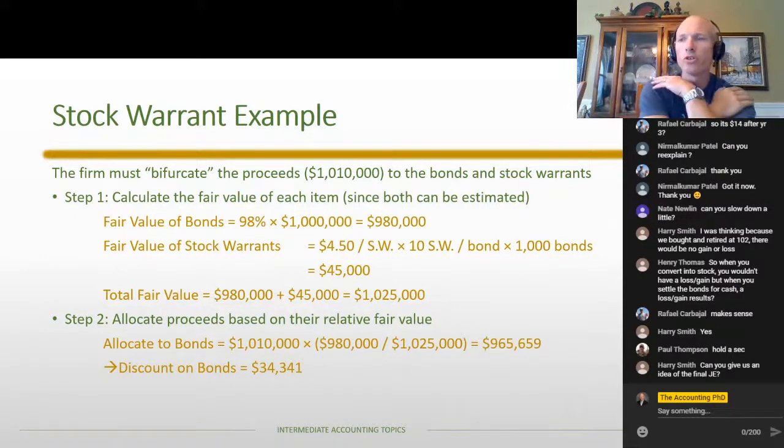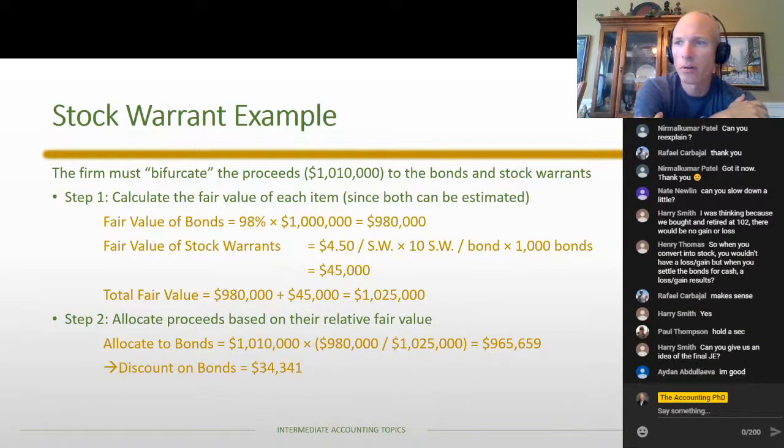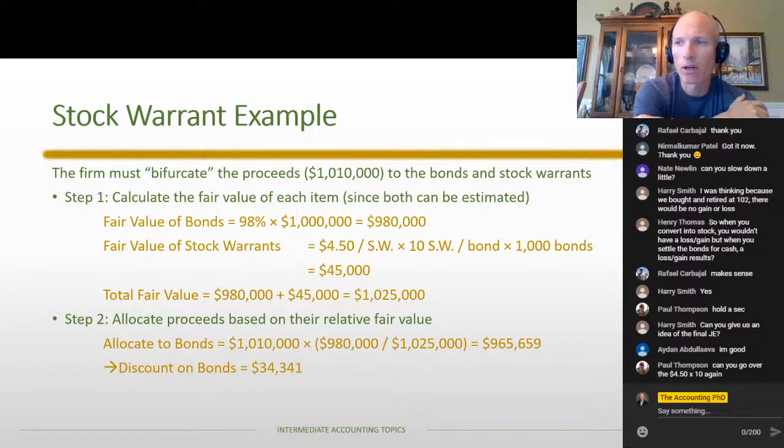So what I want you all to do, once you've caught up, this will also gauge to see, thanks Aiden, I want you to calculate how much is going to be allocated to the stock warrants. Paul wants me to go over the 450 times 10 again. Oh yeah. So let's go back.